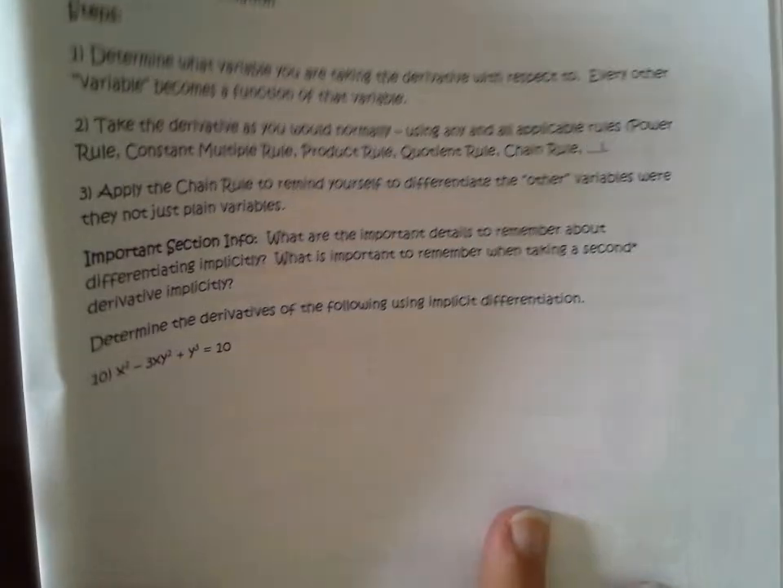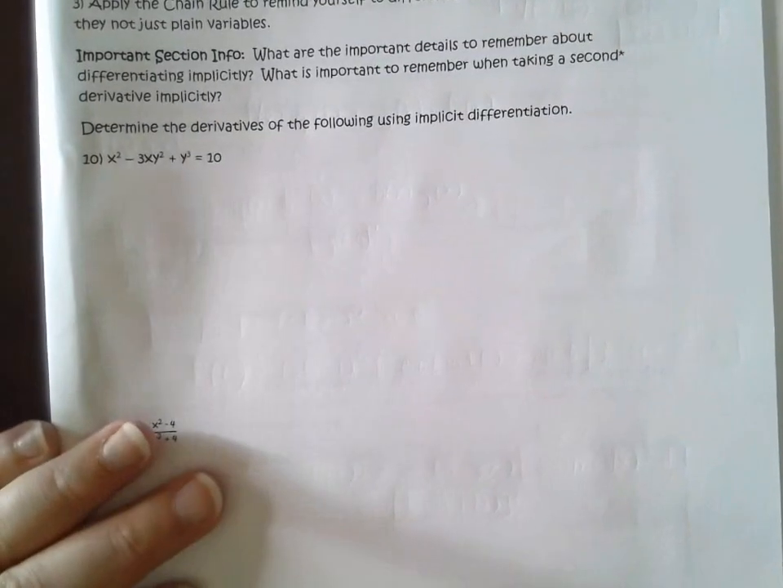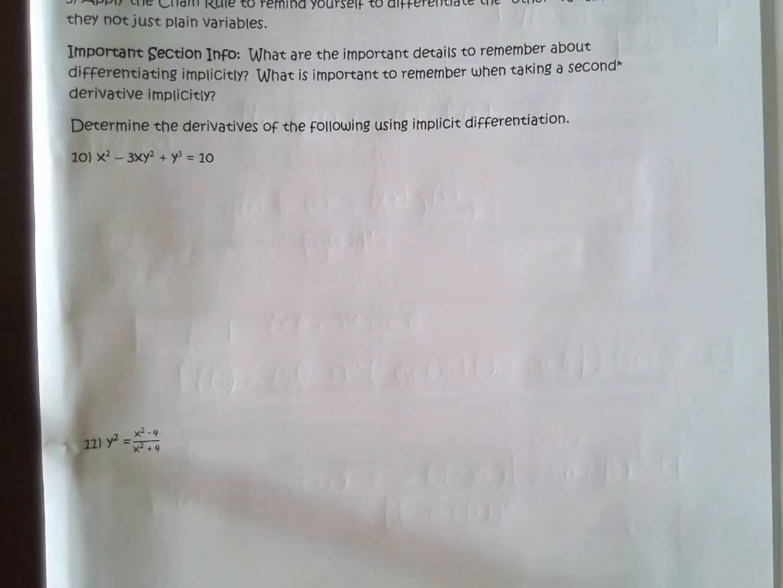Implicit differentiation is much like the chain rule, except instead of having that complicated function on the inside, you have a substituted value of y.